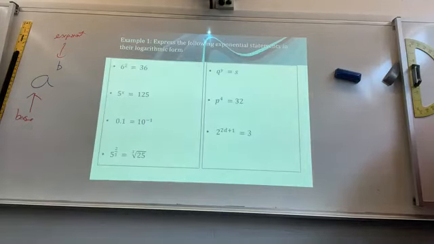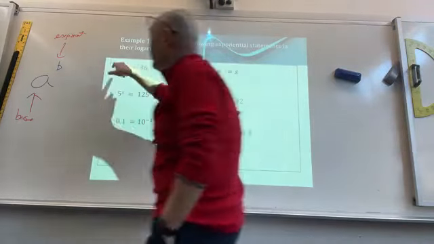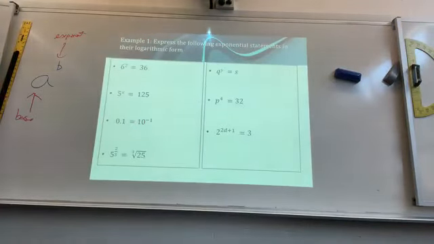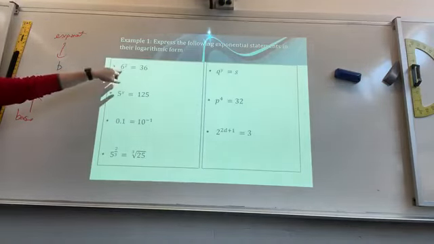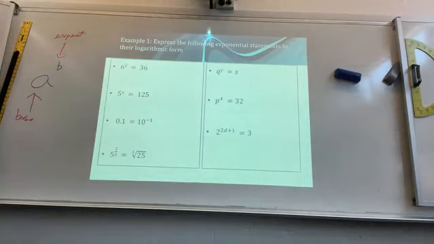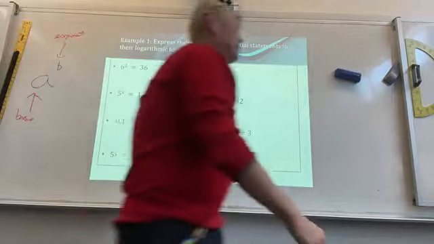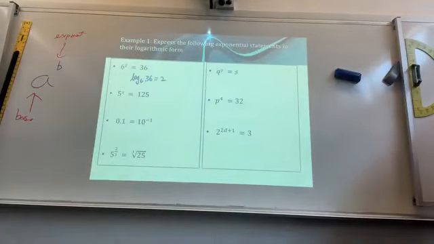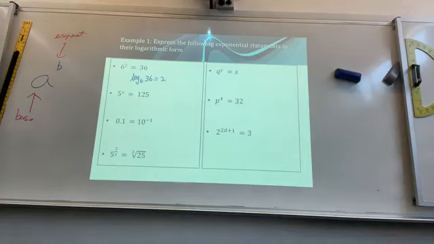Now, can you express, for example, the following exponential statement in logarithmic form? How are you going to change a to the power of x equals b into log base a of b equals x? So now you know that the 6 is a, the base. That is your b, and therefore, what is x? That is your power. So, just changing it, log base 6 of 36 equals 2.